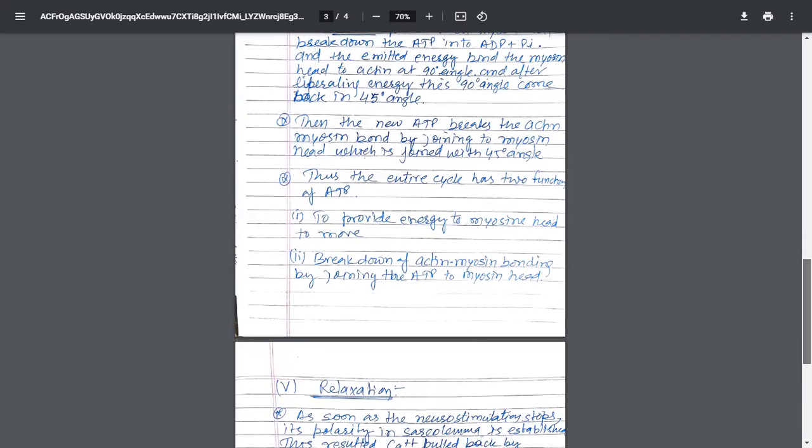Thus, the entire cycle has two functions of ATP. The first function is to provide energy to the myosin head to move by making the conformational change, like changing its angle from 45 to 90 degrees. The second function is the breakdown of actin-myosin bonding by joining the ATP to the myosin head. That is, the first provides energy, and the second breaks the bonding of actin and myosin.